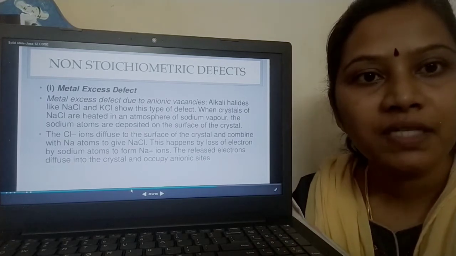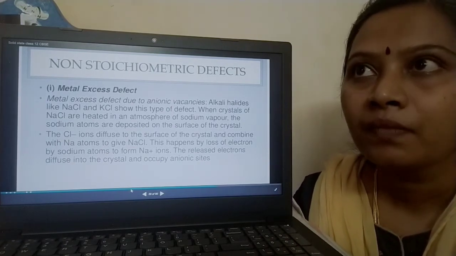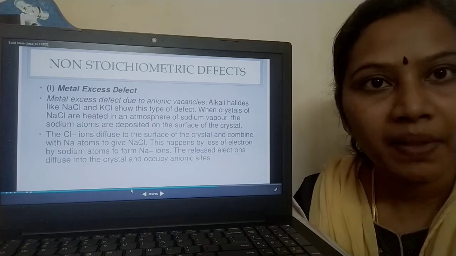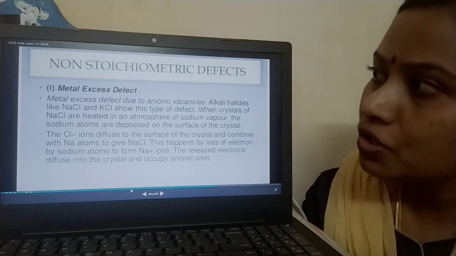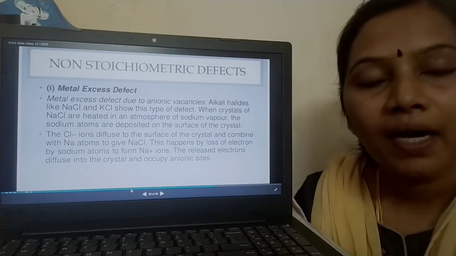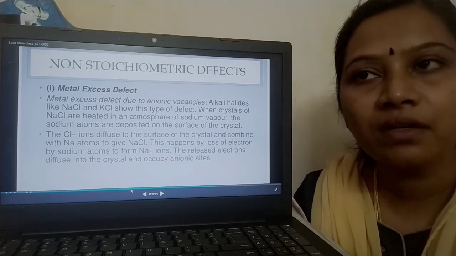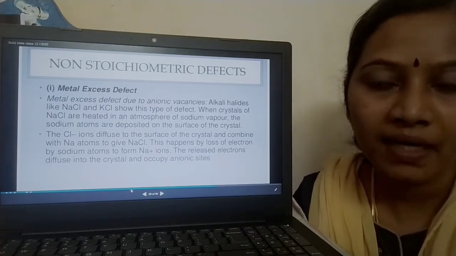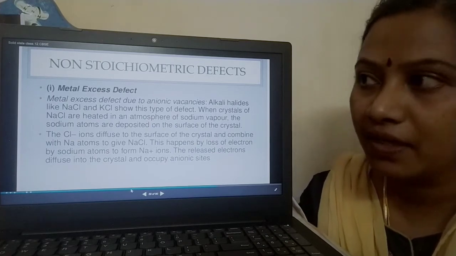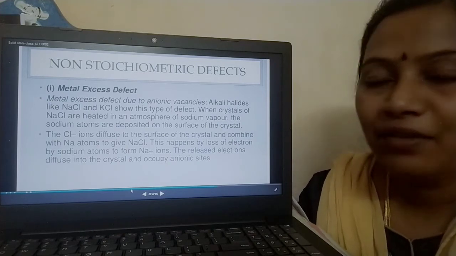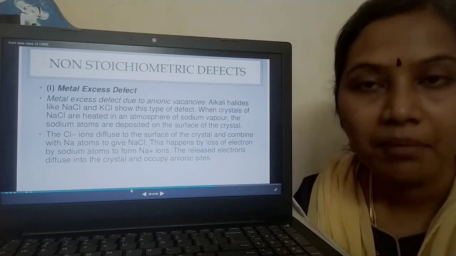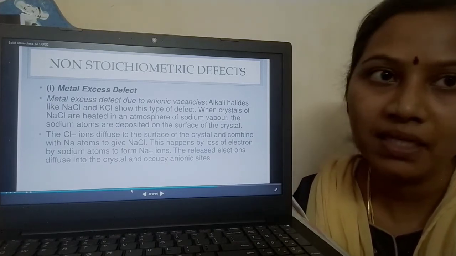So till now we have seen stoichiometric defects. We have completed stoichiometric defects. Now moving to non-stoichiometric defects. I have told you non-stoichiometric defects are classified into metal excess and metal deficit, that is metal deficiency defect. From the name only you are getting a clue, hope, because in metal excess defect something is in excess, and in metal deficient defect something is deficient.